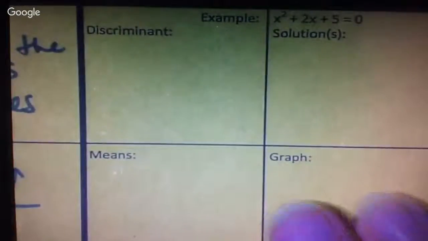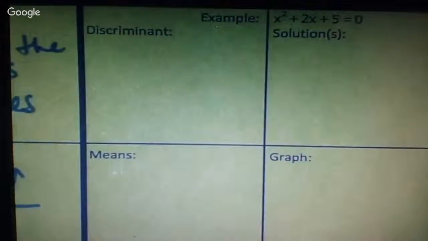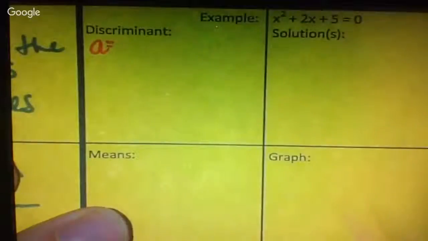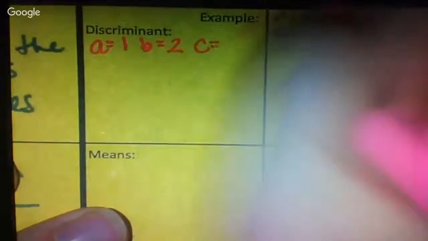Okay, last one. Is it equal to 0? Give me that one. Yes, it's equal to 0. My equation's equal to 0. So A is what? 1. B is 2. And C is? 5.